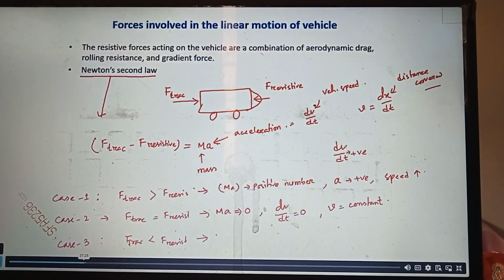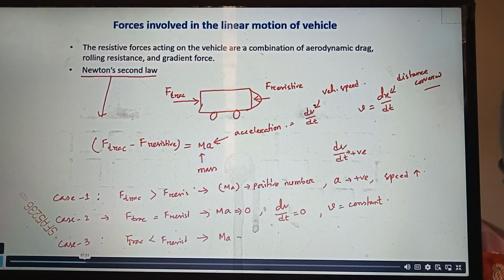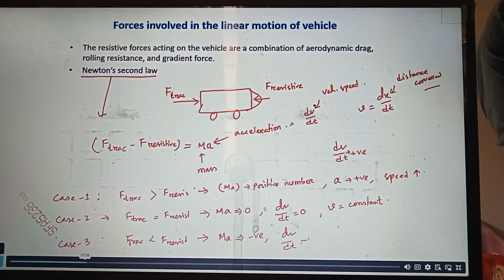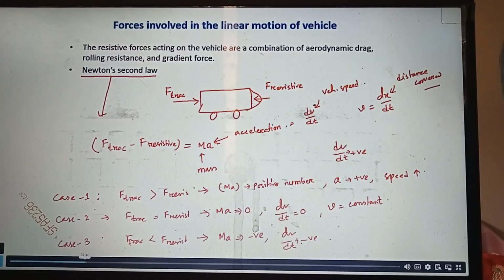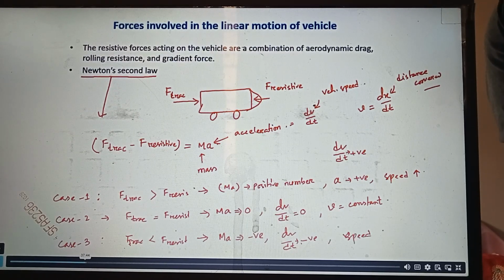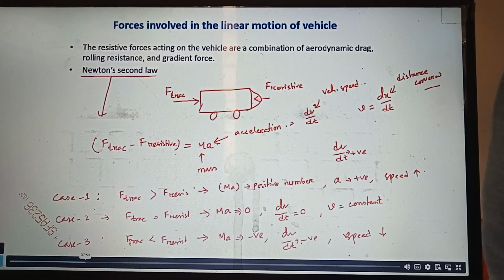Okay, so that means you are applying less tractive force than the opposing or resistive forces. In that case, MA becomes negative. That means dV/dt becomes negative, which means vehicle speed will reduce. So for example, when you want to apply brake or when you want to stop, then the tractive force we generally apply is less than the resistive force.